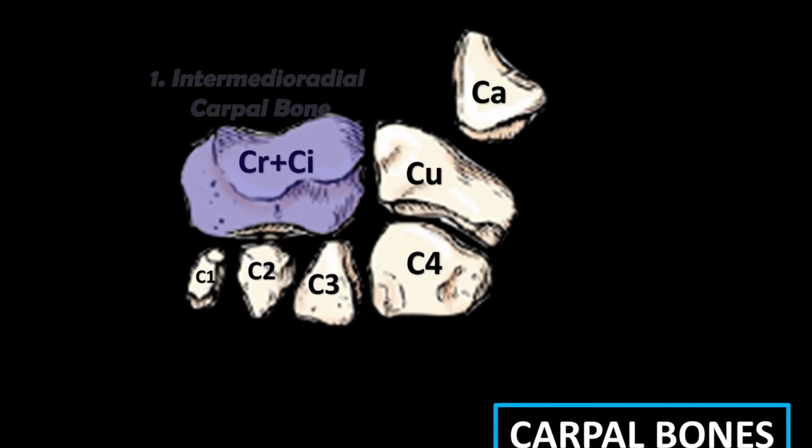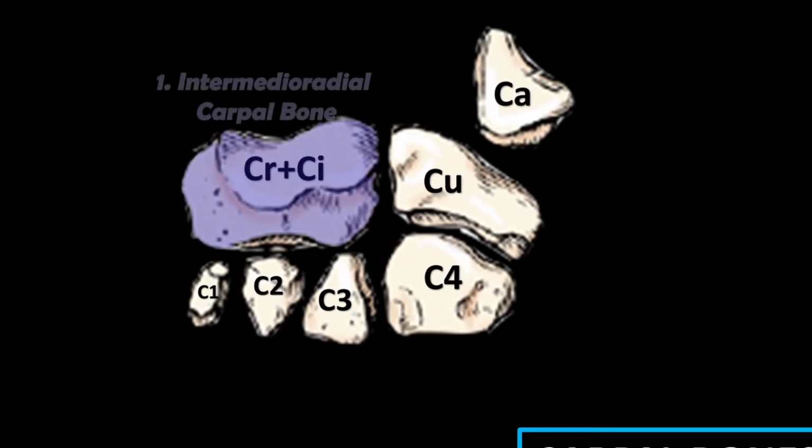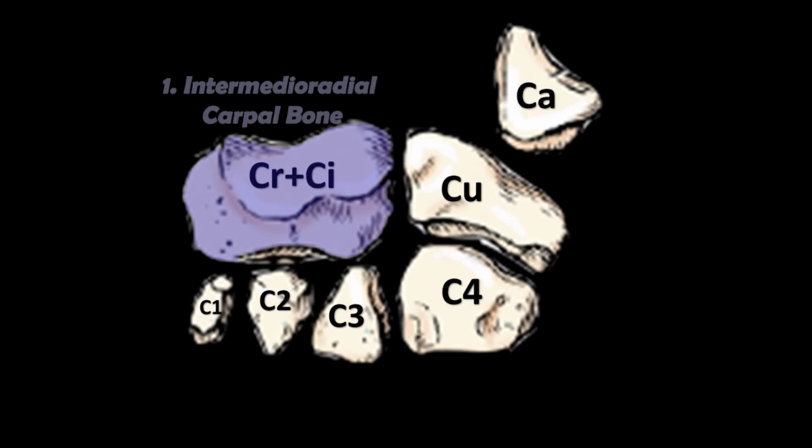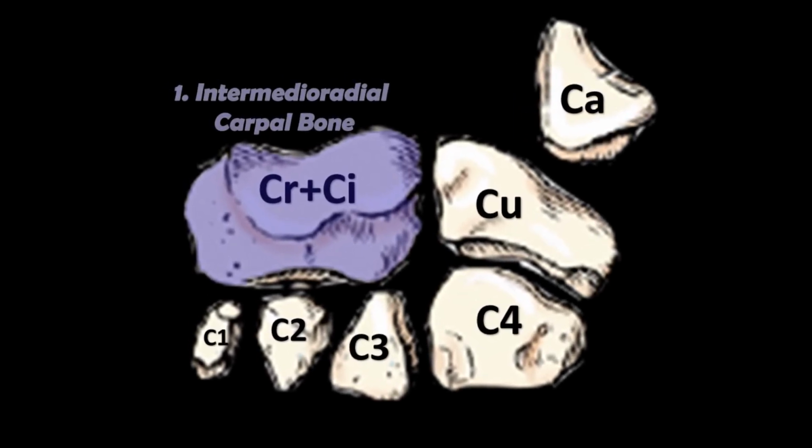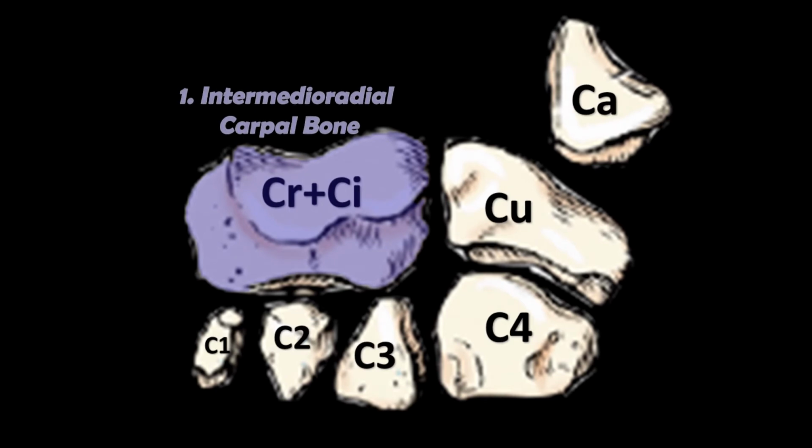Basically, the radial carpal bone and the intermediate carpal bone are separate bones, while in the case of the dog, these two bones are fused. That's why it is called the intermedioradial carpal bone. It is abbreviated as CR plus CI.